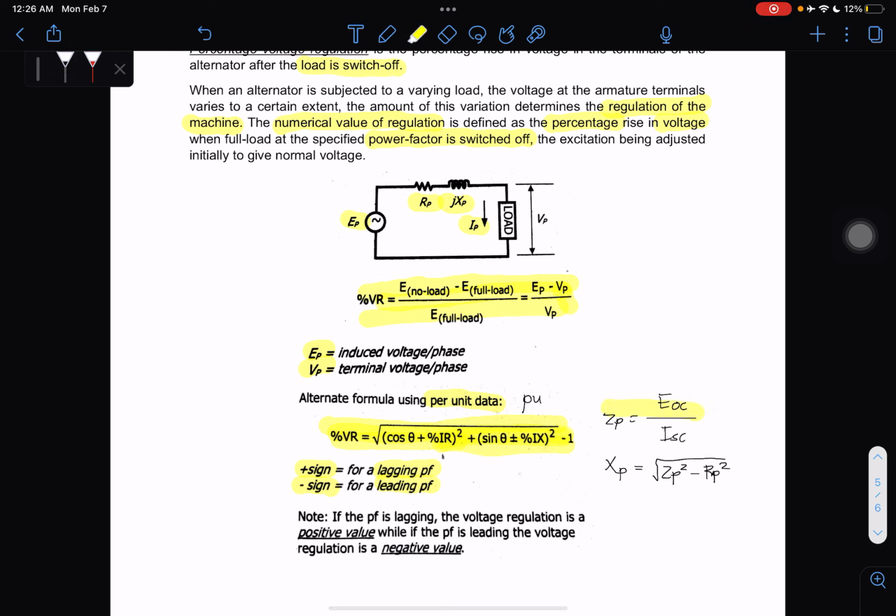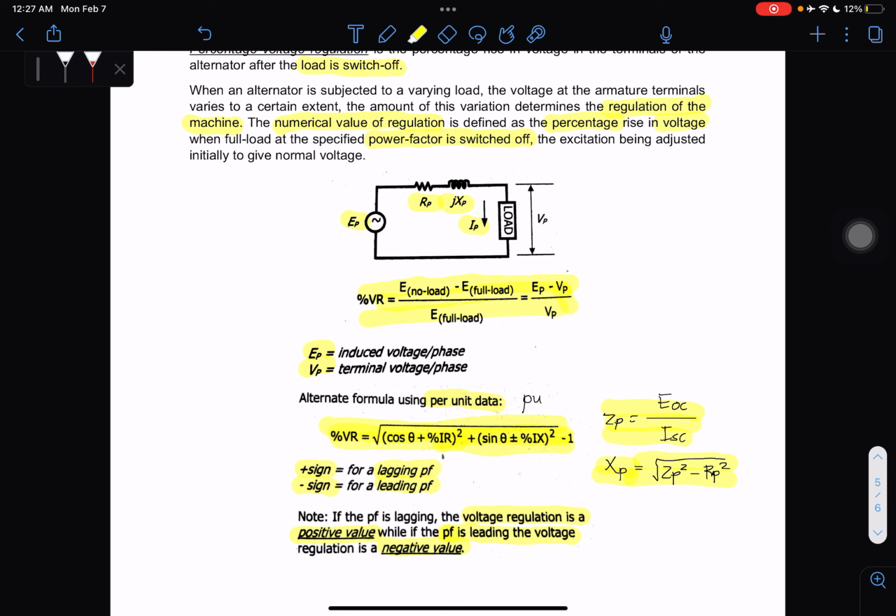where ang atong Xp is the inductive reactance kani of the winding per phase, and Zp is the synchronous impedance of the winding. So take note, if the PF or power factor is lagging, the voltage regulation is a positive value. While if the power factor is leading the voltage, the regulation is negative. So sa voltage regulation na baliktad siya. So if lagging di ay positive, if leading, negative sign.